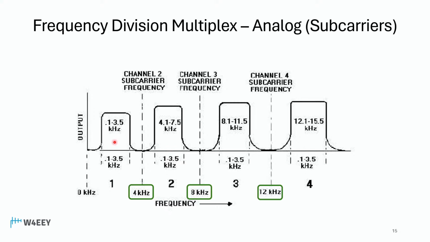So now we've got audio riding on, I guess you'd call it the baseband. This one is riding on a subcarrier that's 4 kilohertz up. Then we've got another subcarrier and another one, 4, 8, and 12. So here we're showing 4 different streams of audio that can all be combined and modulated onto a single transmitter.